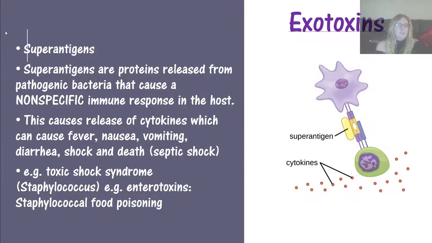Superantigens. Superantigens are proteins released from pathogenic bacteria that cause nonspecific immune responses in the host. This causes release of cytokines, which can cause fever, nausea, vomiting, diarrhea, shock, and death. For example, toxic shock syndrome is caused by Staphylococcus.